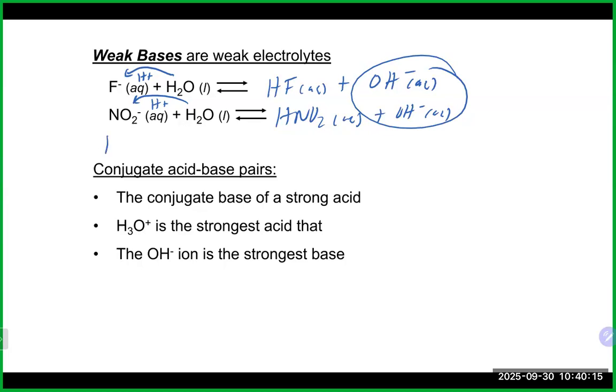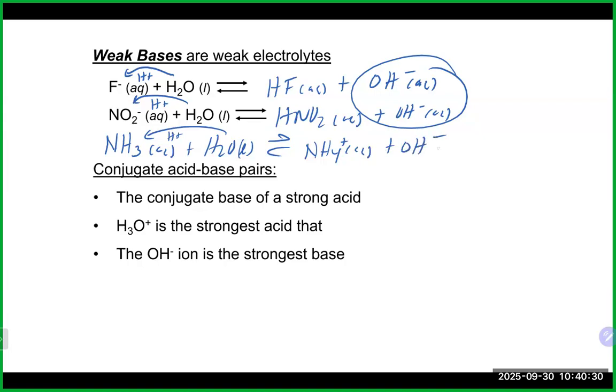Probably the most common weak base is ammonia, the most common one that you come across. And again, it also is going to accept the H plus, which in this case will give you NH4 plus and OH minus, or ammonium hydroxide in this case. And again, it's able to produce hydroxide. Now, there's a really important relationship between acids and bases and their conjugate partners.